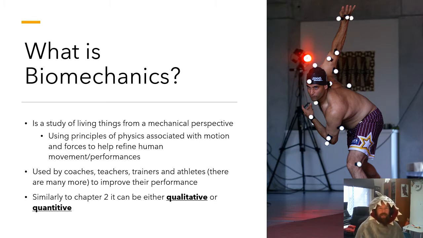But it basically looks at performance from either a qualitative or a quantitative point of view. So if we're talking in terms of qualitative, it might be something like a tennis serve, you might need to stand up taller or bring your racket back further. Whereas quantitative looks at your performance from a numbers point of view, with measurements and times and all that sort of stuff. So it's similar to chapter 2, but it's always looking at the improvement of human performance.